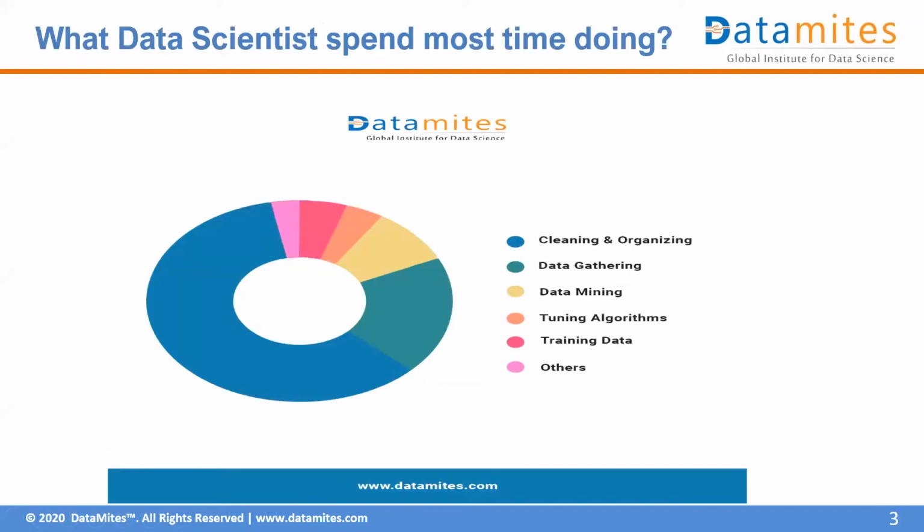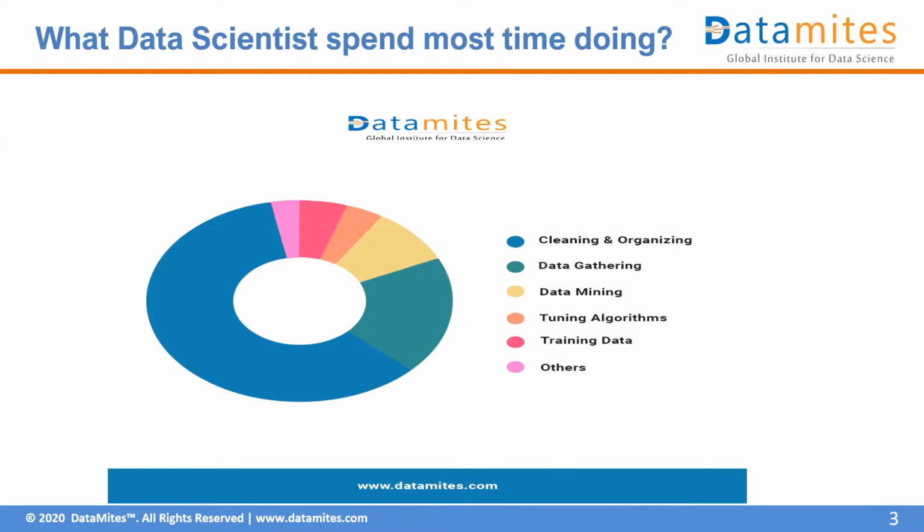Before starting, let's think: when a data scientist works on any data science project, how much time does he spend? If you can see the blue portion, it is cleaning and organizing. Cleaning and organizing is the feature engineering stage. Sometimes people also call feature engineering data pre-processing. After that, we spend most of the time on data gathering, and then there are certain other things which are part of the data science project. Most of the time is spent on cleaning and organizing the data.